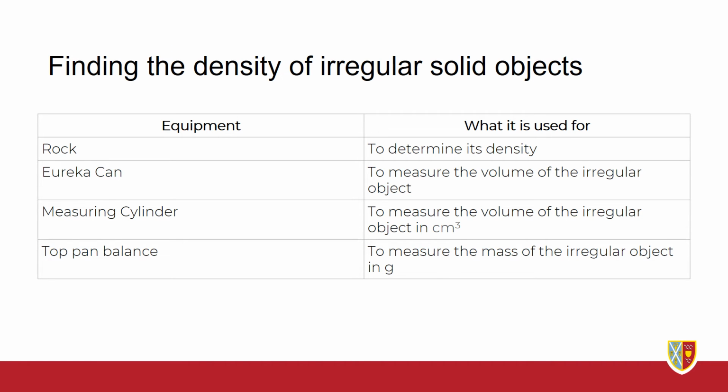We use Eureka cans. So Eureka cans measure the volume of an irregular object. So we fill a Eureka can up with a given volume of water. We then lower the object into the Eureka can, and as the water comes out the spout, we collect that in a measuring cylinder to measure the volume. The volume of water that comes out is equal to the volume of the object that went in. And again, using a top pan balance to measure the mass of the irregular object.